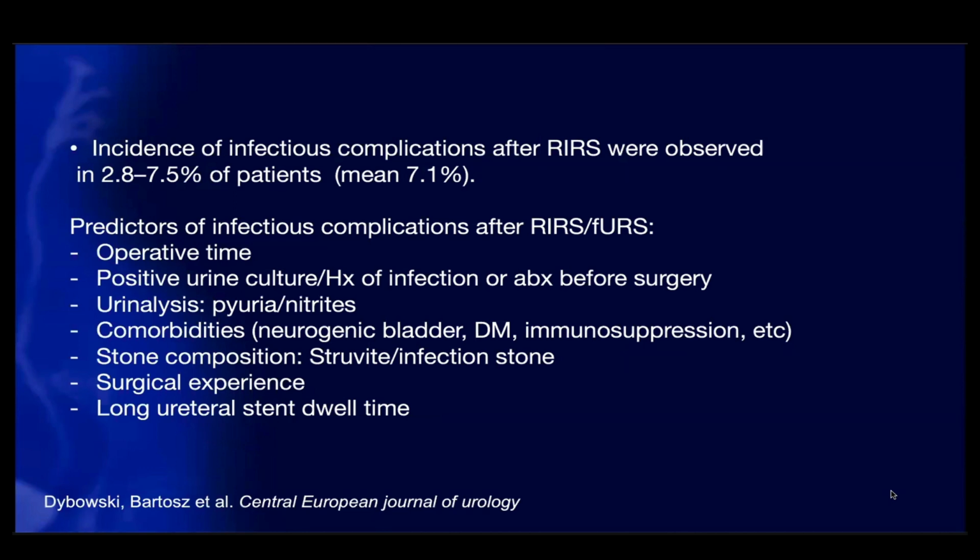Looking at the literature, the incidence of infectious complications after RIRS ranges between 2.8 to 7.5%, with a mean incidence of 7.1%. Several factors have been identified as predictors of infectious complications after RIRS, including operative time, positive urine culture, history of infection or antibiotic use before surgery, positive pyuria or nitrites on urine analysis, presence of comorbidities, stone composition, surgical experience, and long ureteral stent dwell time.